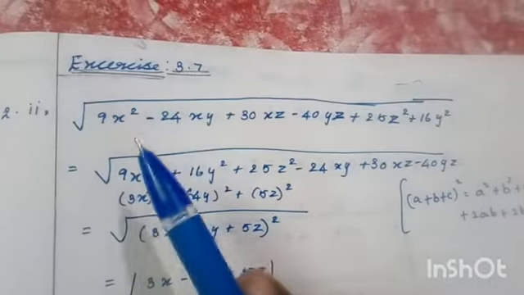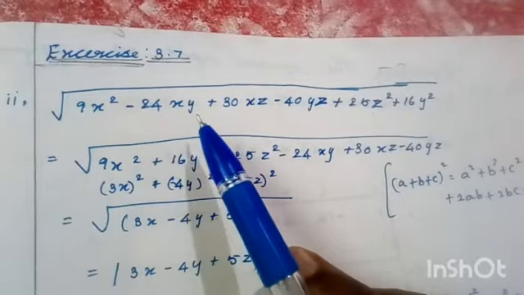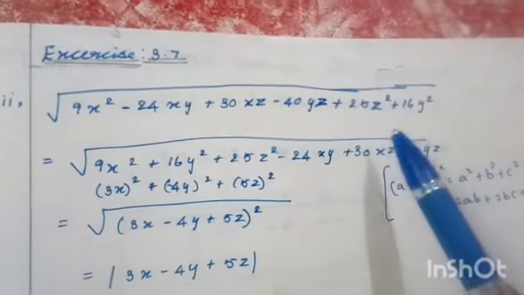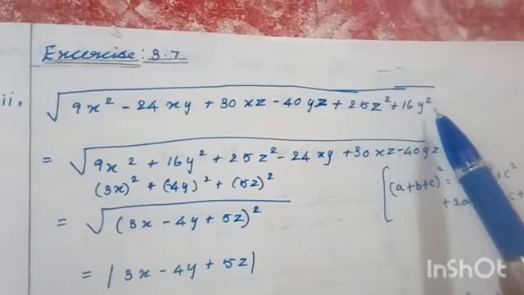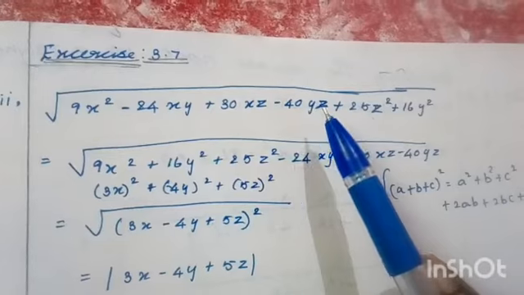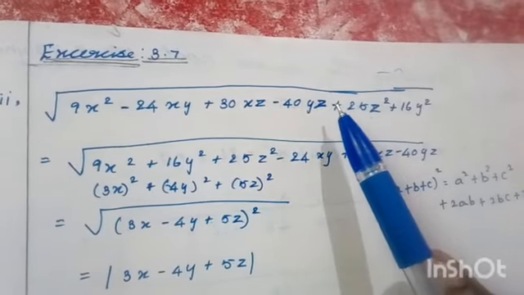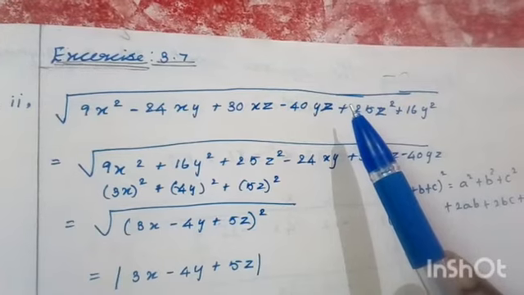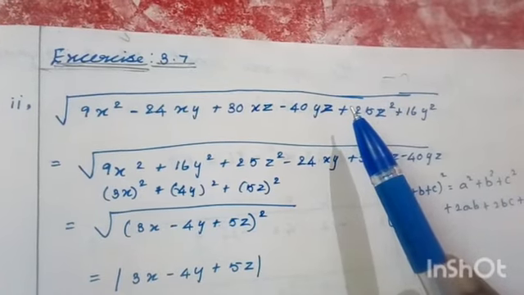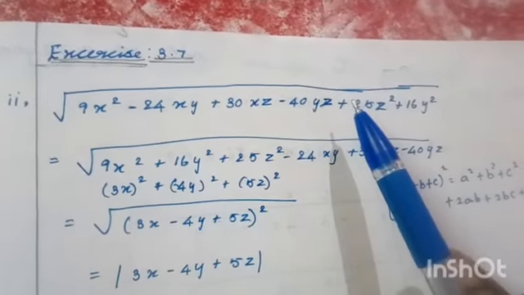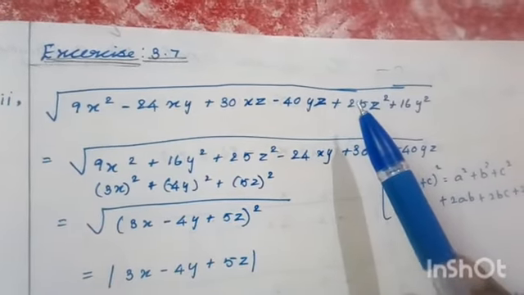Now the second question: 9x squared minus 24xy plus 30xz minus 40yz plus 25z squared plus 16y squared. First you have to identify which identity this is related to. Just recall the formulas. In 9th standard, what formulas did you learn? In the previous class I gave some of the formulas, so just revise them.